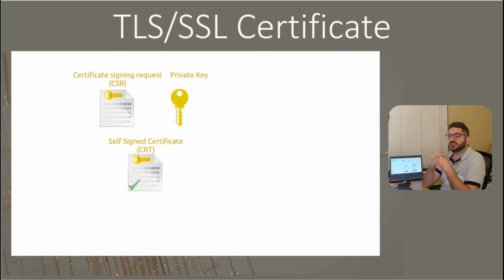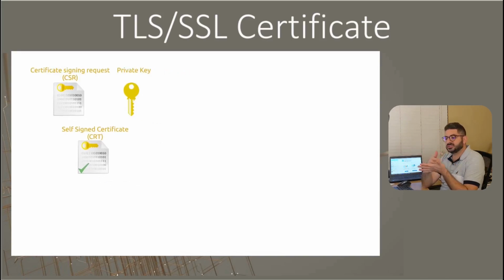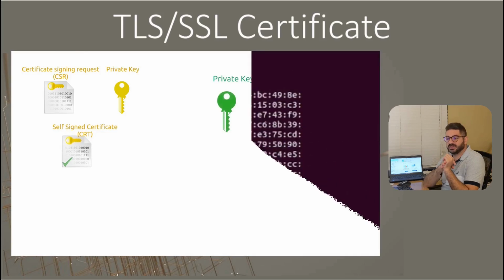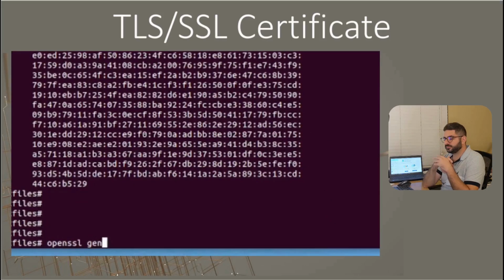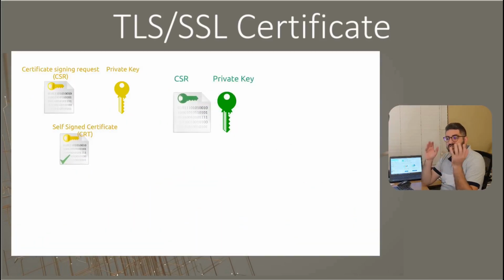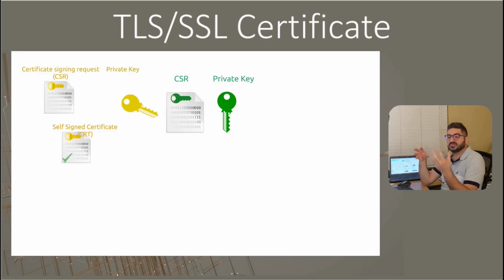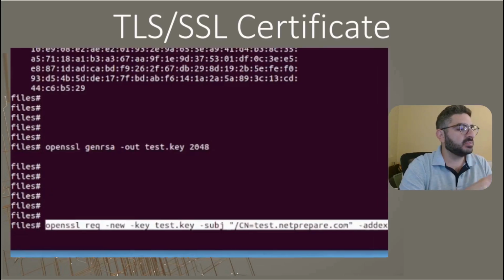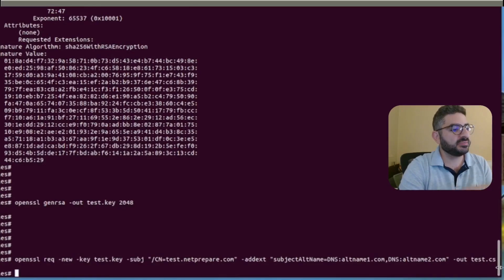And now what we're gonna do, we're gonna generate a new key, name it test.key, and this is gonna be the private key of test.netprepare.com. We generated a certificate signing request, and here we're providing the information for the test.key. We're gonna name it a common name, as I said, test.netprepare.com.